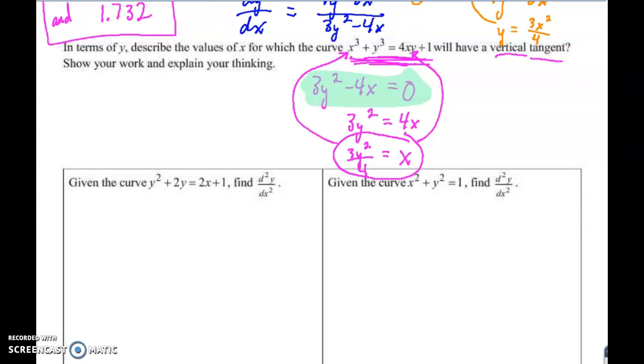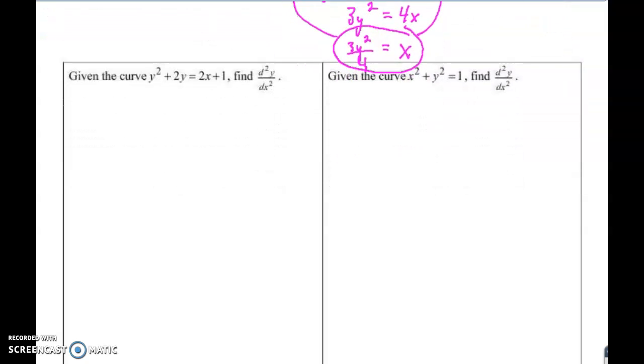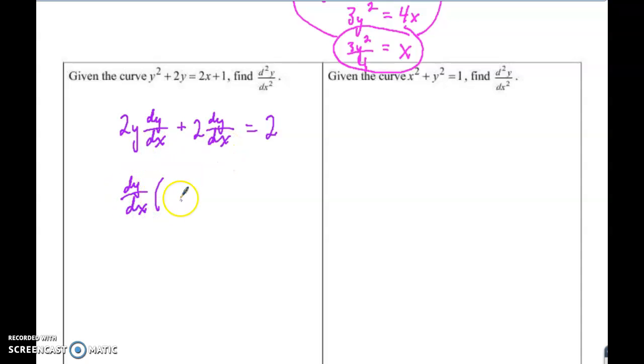I really want to get to these second derivative problems because it's just the derivative of the derivative, but something really cool tends to happen. So 2y dy/dx plus 2 dy/dx is equal to 2. Remember, the derivative of 2x is 2. You don't have to write dx because that cancels out. Now, if I were doing this problem, I would divide everything by 2 and factor out a dy/dx. So dy/dx is equal to 1 over y plus 1.